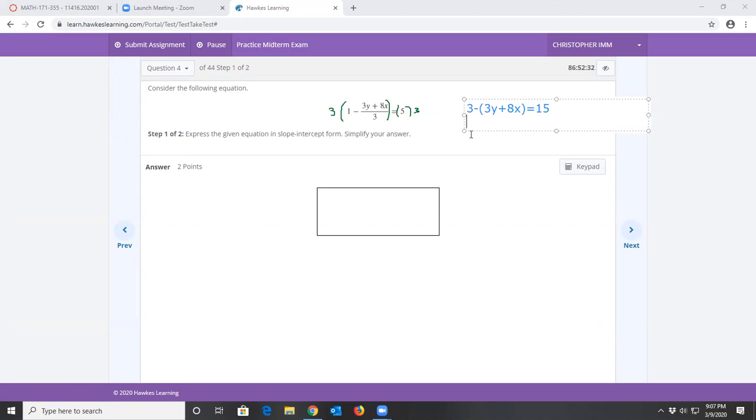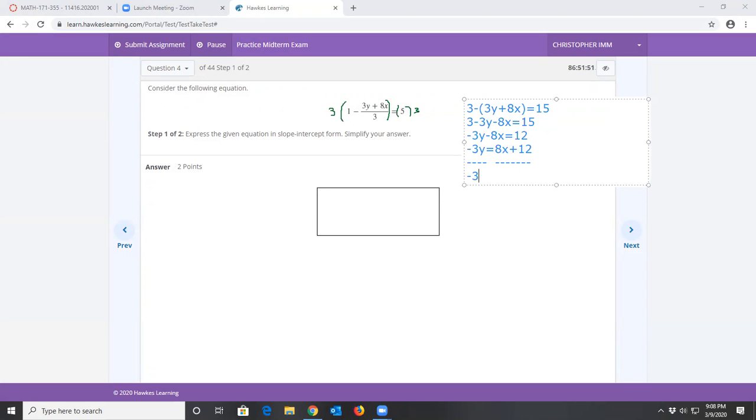So I can go ahead and distribute that minus in. Minus 3y minus x equals 15. And I'm going to subtract that 3 over. 15 minus 3 is 12. I'm going to add the x term over. We're just trying to isolate that y. So I'll have 3y equals 8x plus 12. And then finally, I'll go ahead and divide by that negative 3.